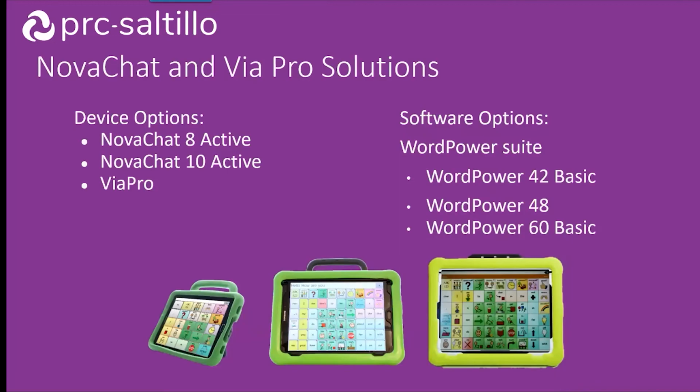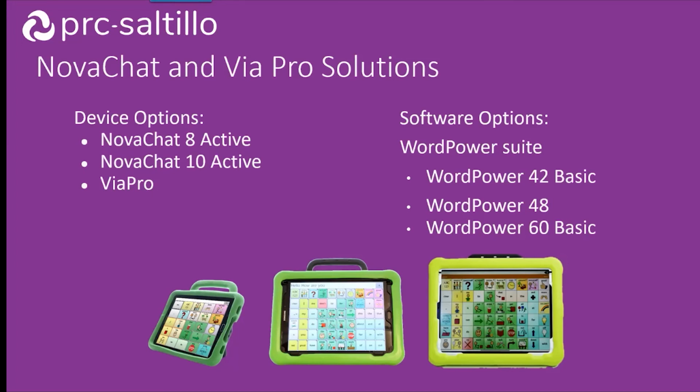That iPad is out, but what we really want to narrow it down to, again, thinking about the other things that we had in mind, was an 8 to 10-inch screen, etc. Our device options are going to be the Nova Chat 8 Active, the Nova Chat 10 Active, and then the Via Pro with the Active Wrap, because that hits a lot of those device durability, portability, screen size issues that we have touched upon so frequently. So those are 3 possible trial devices.